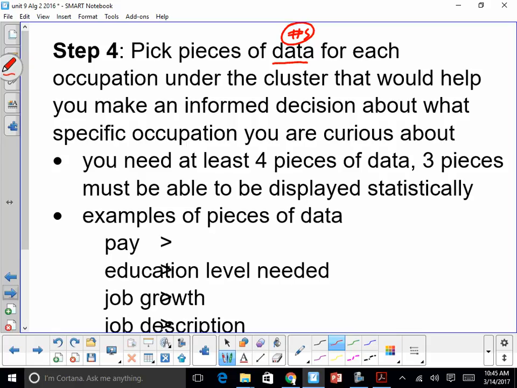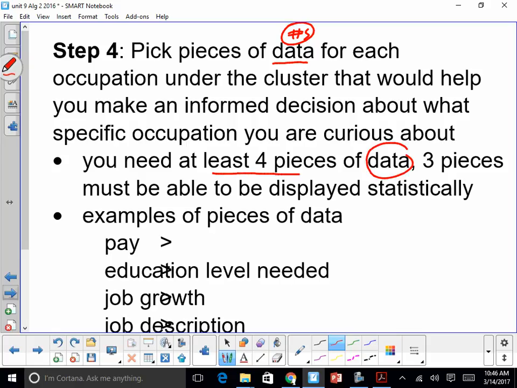If you read the whole thing, I'll say this. Pick pieces of data for each occupation under the cluster that would help you make an informed decision about what specific occupation you are curious about. Then it says you need at least 4 pieces of data. It says 3 pieces must be able to be displayed statistically. In other words, hey, you need numbers.